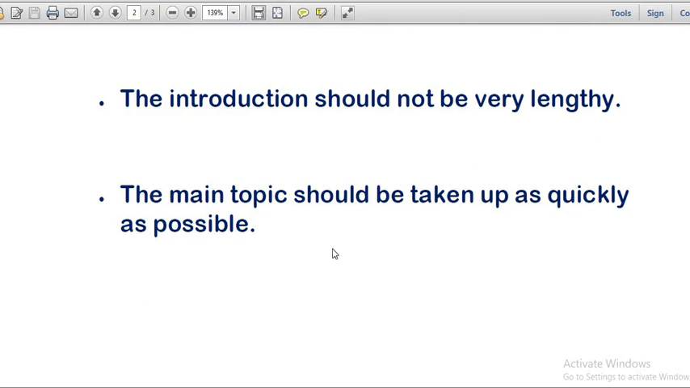Next one, the main topic should be taken up as quickly as possible. Now this is very important. Suppose you are writing on global warming, or suppose you are writing on illiteracy in our country, in India. It is advisable that without wasting much time, you should take up the main topic as quickly as possible, and you should elaborate on it.